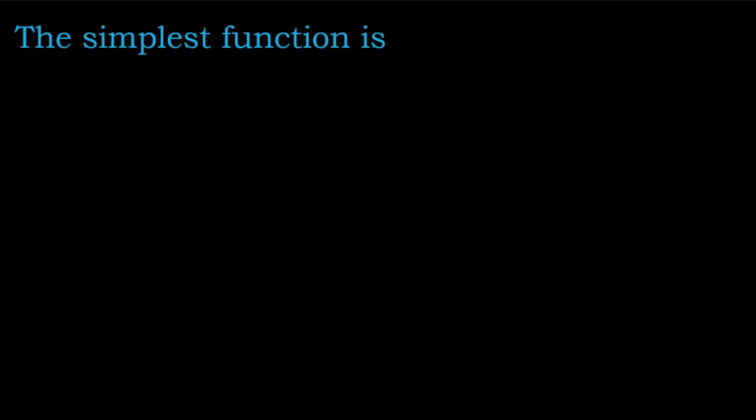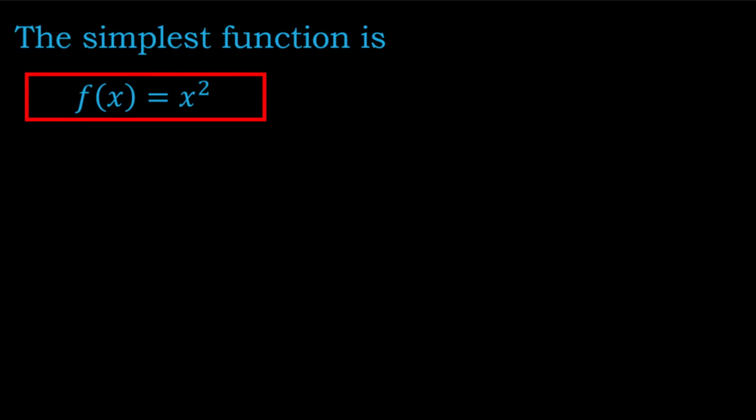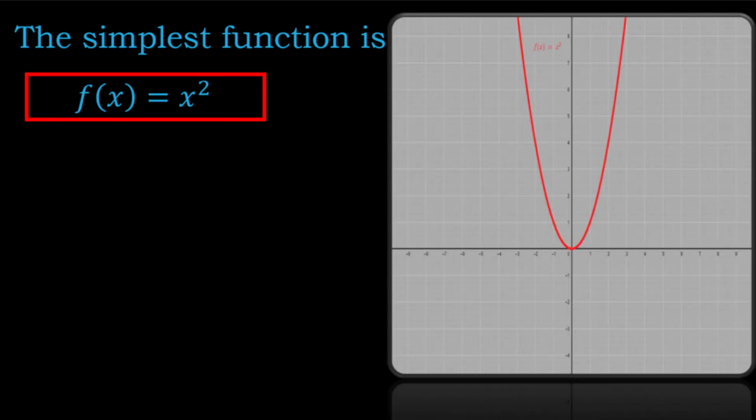Now the simplest function is what? We have two functions. The first one is when b and c equal 0 and a equals 1. So the simplest function is f of x equals x squared. We will graph the function as shown. So we have the parabola. The graph is open up. This point is called the vertex. The vertex here is 0, 0, the origin point.